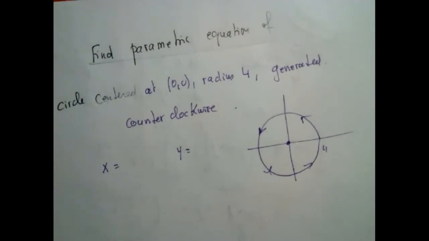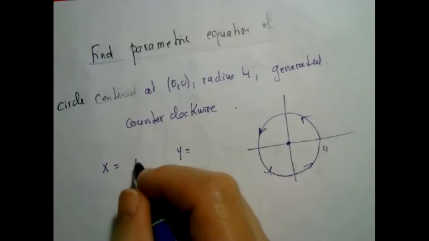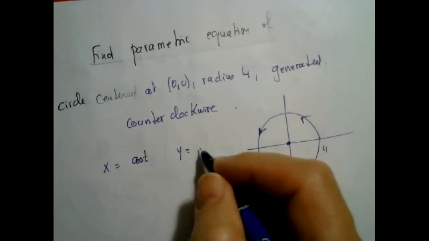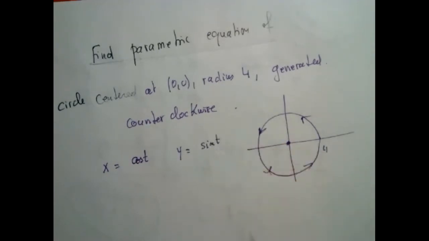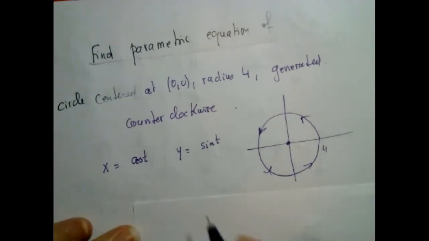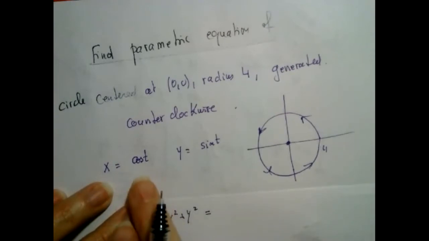Would x be cosine t and y be sine t? Repeat. x is cosine t, y is sine t, right? Yes. Okay. Let me see if you're correct and how you're going to fix what you have. If you fix this, we are in good shape. According to you, what are we going to have? x squared plus y squared will be what, according to you?